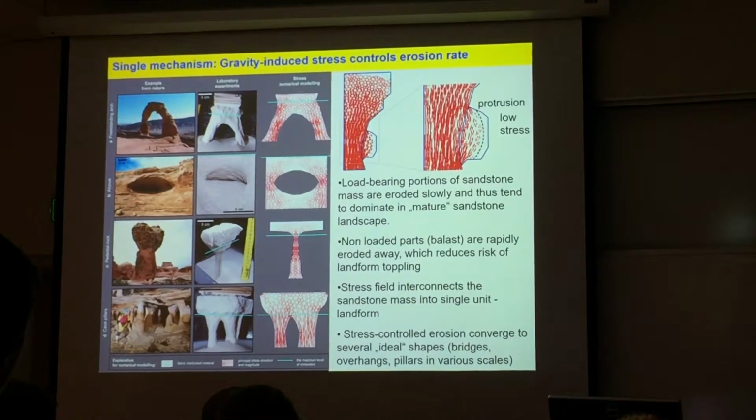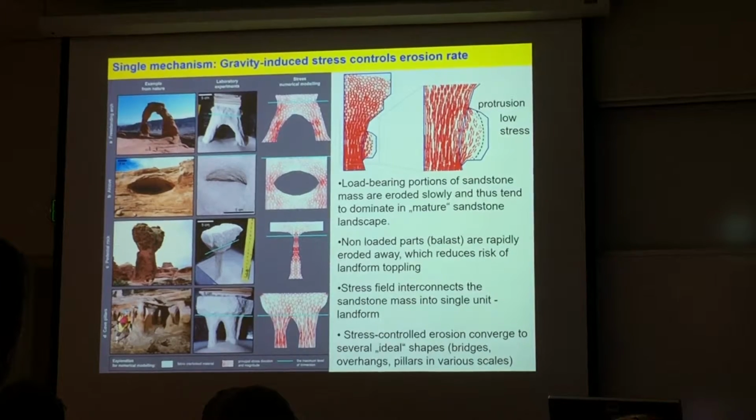On the other hand, the unloaded parts, the ballast, are rapidly eroded away, which has 2 consequences. First, the forms are nice, and second, the ballast would normally tilt or create failure of the form. An arch, for instance, being very narrow, is very weak against falling to the side. But this doesn't happen because the ballast goes quickly away.